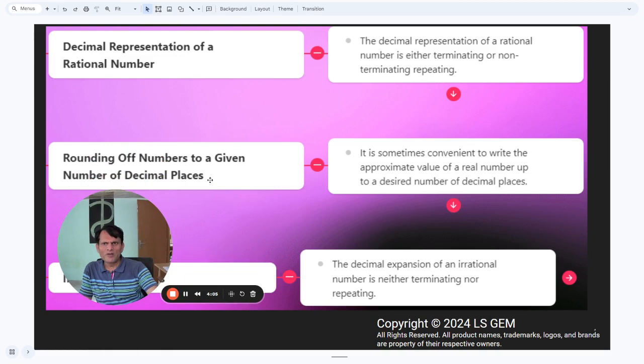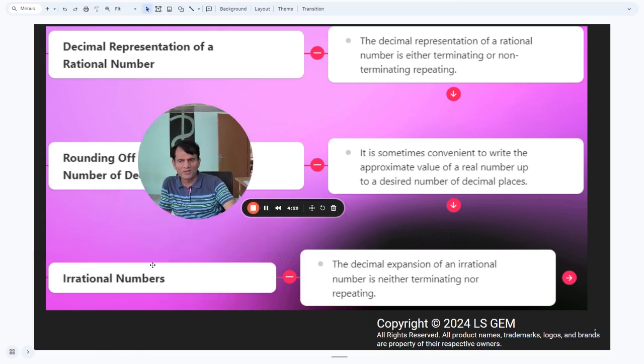Rounding off numbers to a given number of decimal places. I already explained this in the previous slide, but here you can see why we do it. We do it so that we can represent a number to a certain number of decimal places, because sometimes it is convenient to write the approximate value of a real number up to a desired number of decimal places.